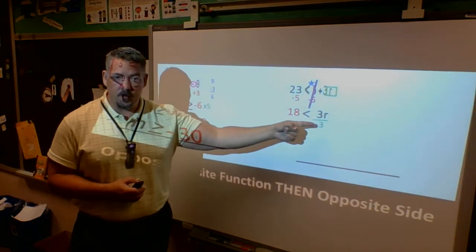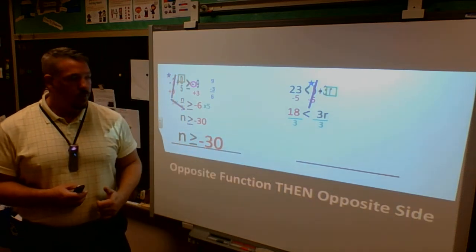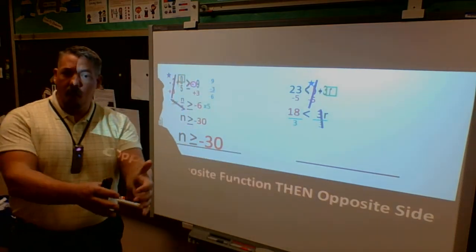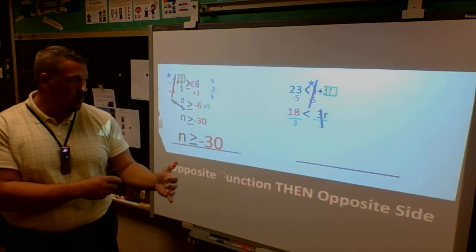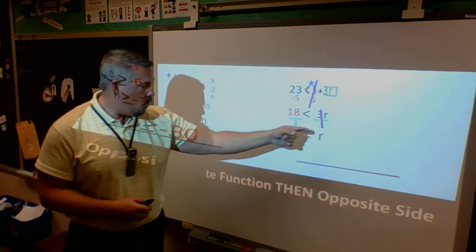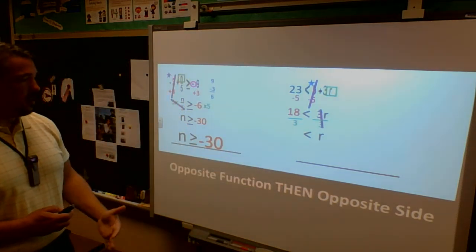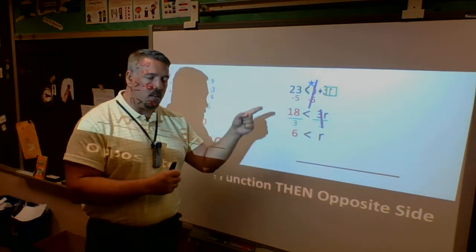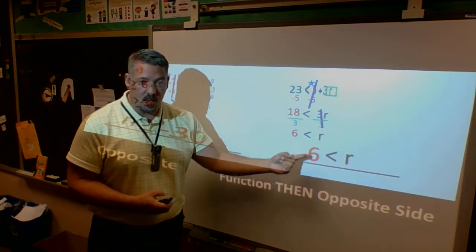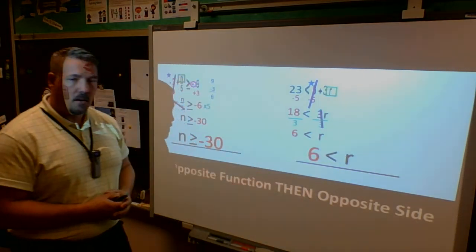So if I do my opposite function and then do it on my opposite side, I'm also going to divide by 3. So what does that leave me with? Well, that cancels my 3's out. It gives me my r alone, which is once again my original goal, getting r by itself and then keeping my sign. So I know r is greater than what? Well, straightforward, 18 divided by 3 is just 6. So that's my answer. I know 6 is less than r, or we could say r is greater than 6.